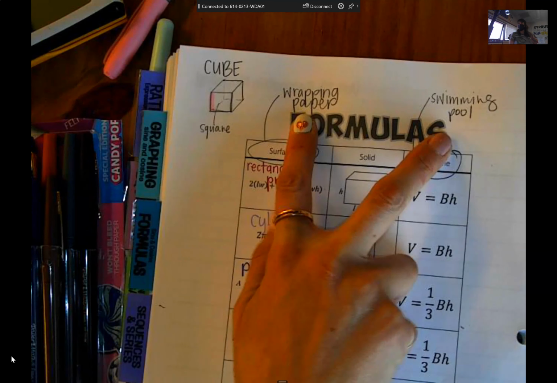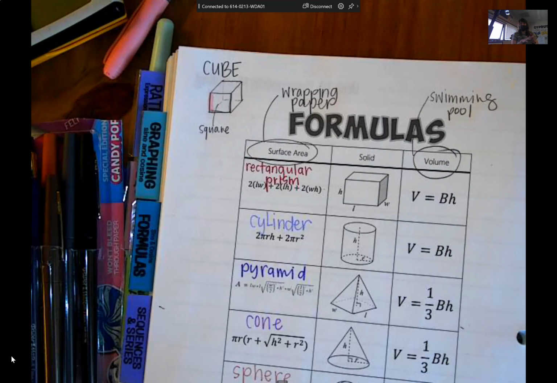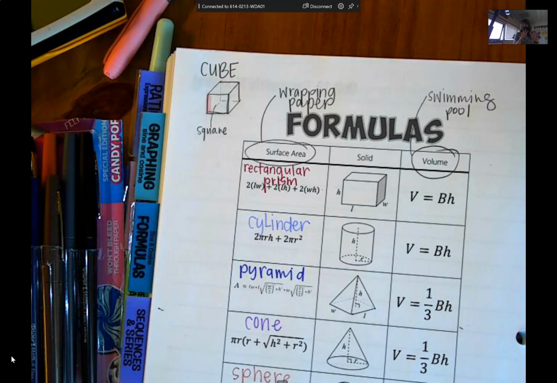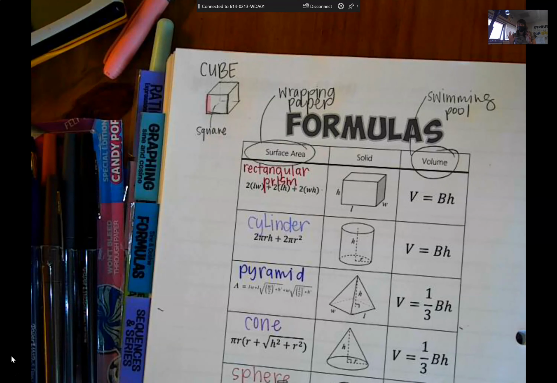Okay, do you feel okay about what these two things are? Surface area, wrap the present. Swimming pool is volume. Okay? Yes? Okay.